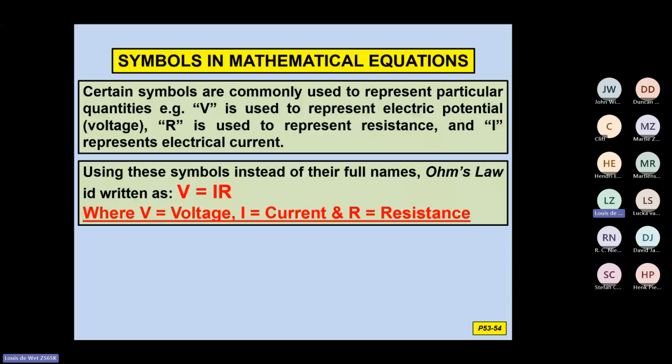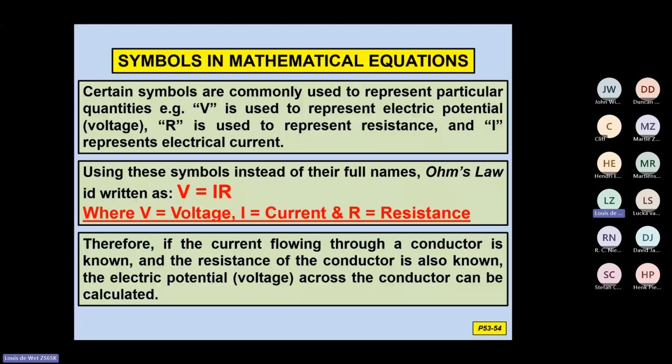Very simple. So therefore, if the current flowing through a conductor is known and the resistance of the conductor is known, the electric potential across the conductor can be calculated. But be very careful. Always take this into account. You can do it mathematically, but I'll show you where the pitfall is.